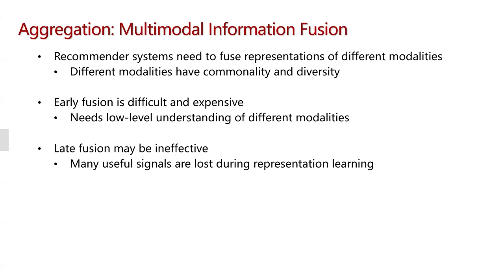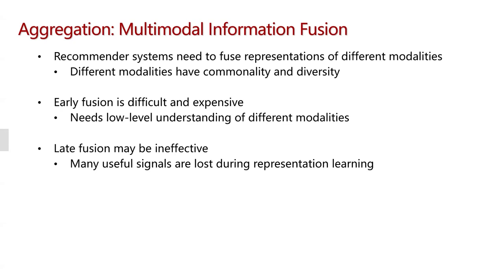And sometimes early fusion is difficult and very expensive. For example, if we need a low-level understanding of videos and need to fuse the context of text and images, it is very hard, and we need to pay a very high cost in computation and memory. The low-level understanding of different modalities is usually very difficult, but the performance is really better than late fusion. But late fusion may be very fast because it is lightweight, but it may be ineffective.